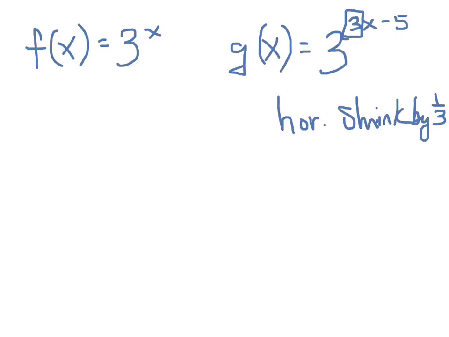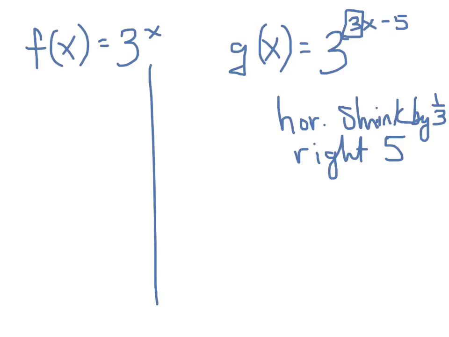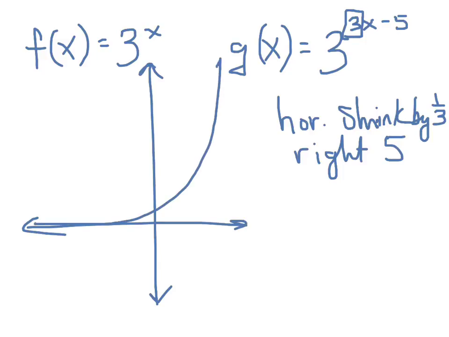Okay? Then what? Right 5. Now, as far as what it looks like, 3 to the x, first of all, is an exponential growth problem. So that should come up here something like this. Now, if I'm going to go right 5, 1, 2, 3, 4, 5. So first of all, it's going to hit here. And if I shrink it, what's that going to do? If I push it this way, what should it do to the graph? Make it go up faster, right? So it's going to ride alongside here and then all of a sudden take almost like a 90-degree turn there.